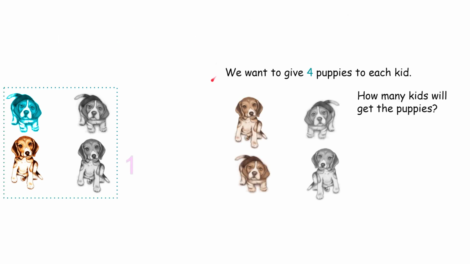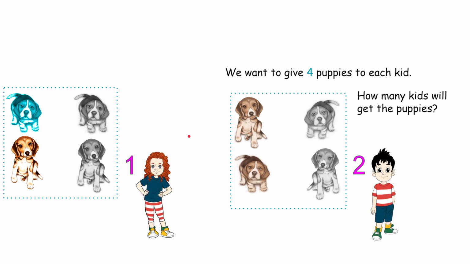And we want to give 4 puppies to each kid. Now the question is, how many kids will get the puppies? So the first 4 will go to kid number 1. The second 4 puppies will go to the second kid. So we have 2 groups of 4 puppies. So the answer is 2 kids.